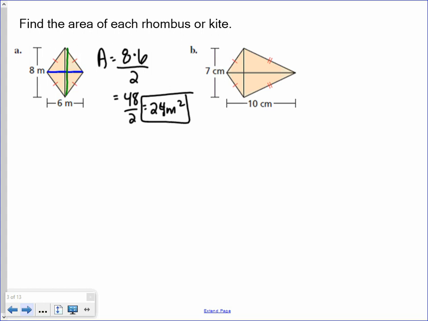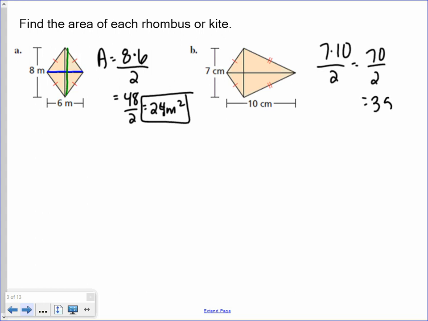So go ahead and quickly do the second one on your own. Pretty straightforward. Multiply the diagonals, cut it in half. Does anybody still need a calculator? And what do we get? 35. Thanks, Jake. So 7 times 10 is 70, and then cut in half is 35.